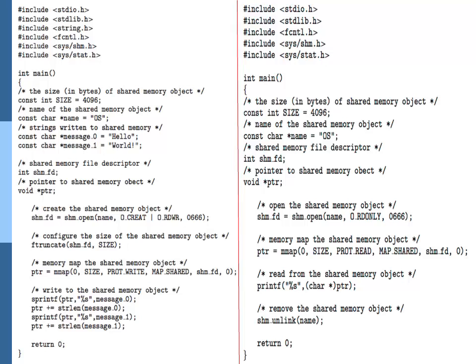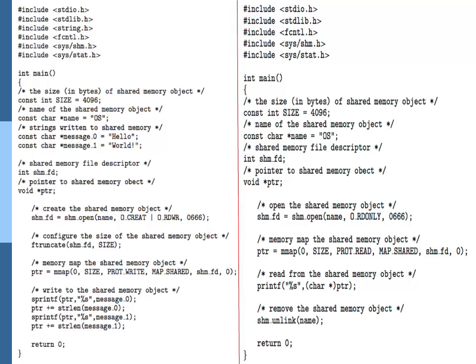Then we have the name. Because this is a C program, we have a constant character pointer, name, and we give it OS. So OS will be the name for the shared memory object. Then we have constant character pointers: message_0 is hello, message_1 is world. Then we have integer shm_fd, that's the file descriptor. Then we have a pointer. The pointer will point to the shared memory object.